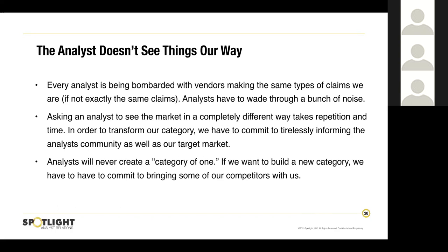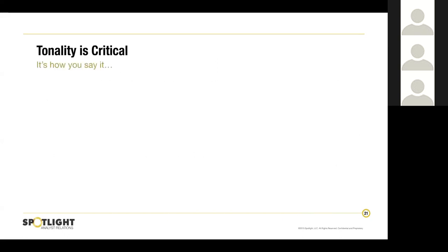If we intend on building a new category, we have to commit to bringing some of our competitors with us. We have to be able to describe the entirety of the ecosystem: who are the different alliance partners, the implementation folks, the technology people, who are all the different people making money in this category. We have to bring them all with us, and that's what success looks like. So, again, debunking, showing a way forward. All these different fundamental elements.